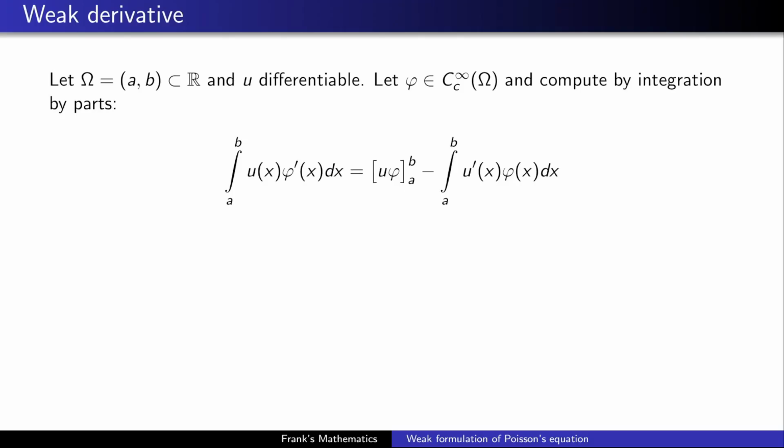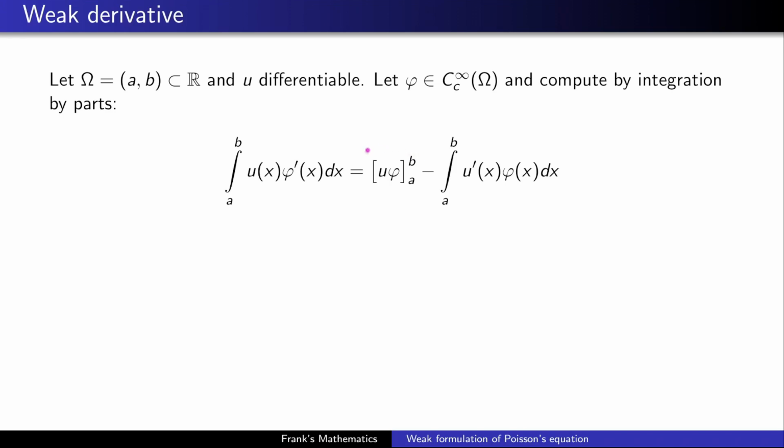The next element in our toolbox is the so-called weak derivative. We start in one dimension, hence omega is just the open interval from a to b, and u should be a differentiable function from omega to R. The next step might look a little bit artificial, but you will see in a moment that this makes perfect sense. So we start by taking a test function and multiply our function u with the derivative of phi and integrate over our domain omega. Since everything is smooth and differentiable, everything is fine, we can apply integration by parts and end up with the right hand side here.